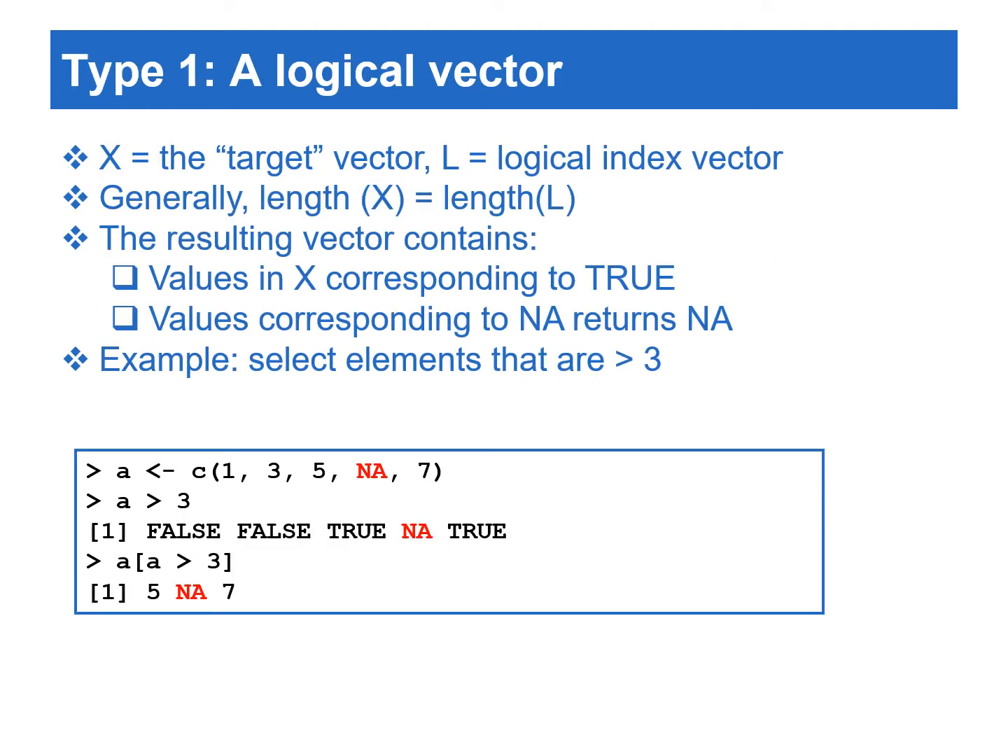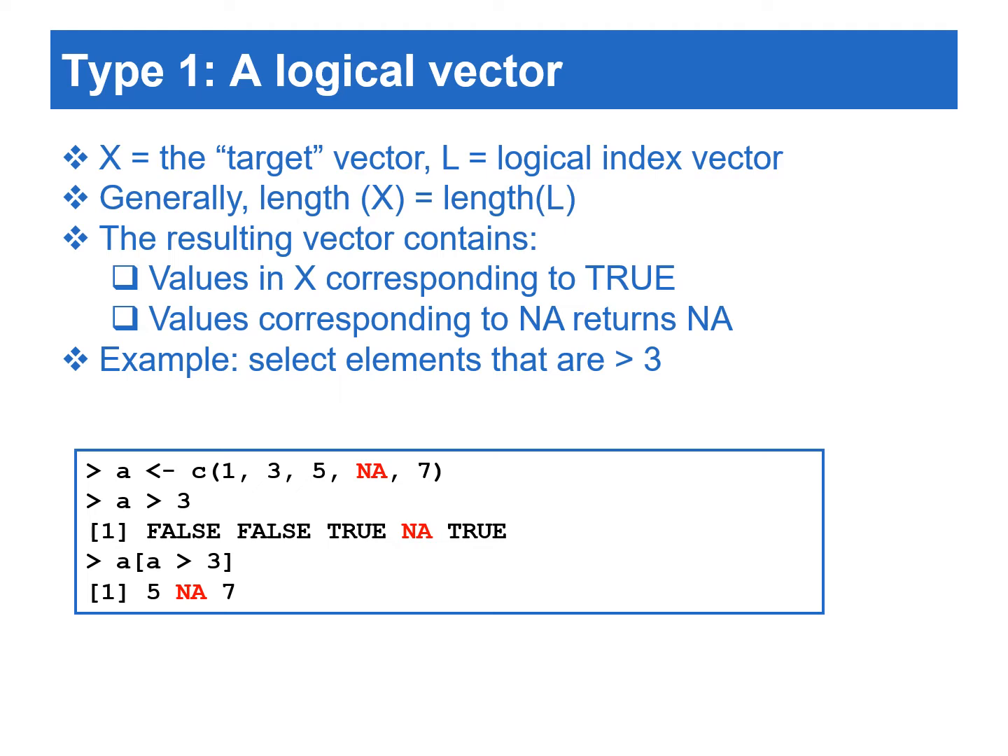The first type of index vector is the logical vector. The target vector is the vector that we will select components from. Most of the time, when we use a logical vector to select components from a vector, the length of the logical vector is the same as the target vector. The elements in the resulting vector are the ones that correspond to true from the logical index vector. If we include a missing value in the logical index vector, it will return a missing value as well.